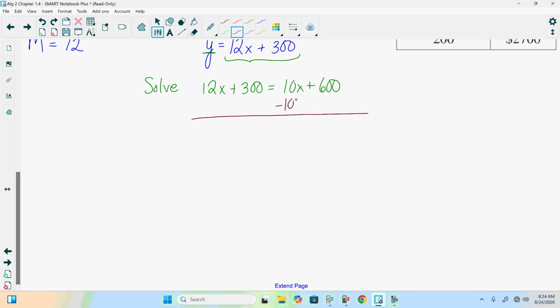Because if we say we subtract 10x from both sides, on the right-hand side, 10x minus 10x would be 0, leaving us with 600. We still have the 300 on the left-hand side. We haven't touched it. 12x minus 10x. X's are on one side, yes? Is the x by itself? No, what do we need to do? Minus 300.